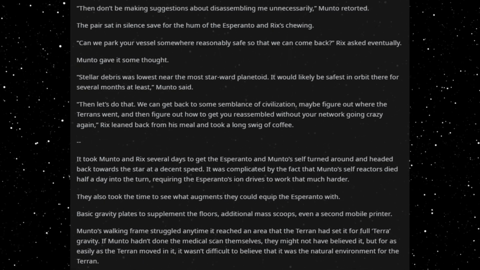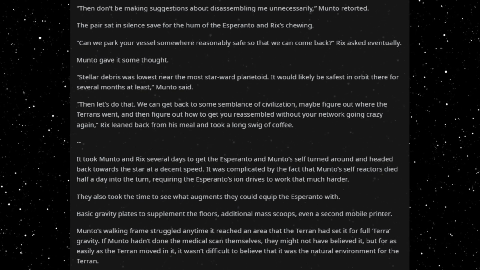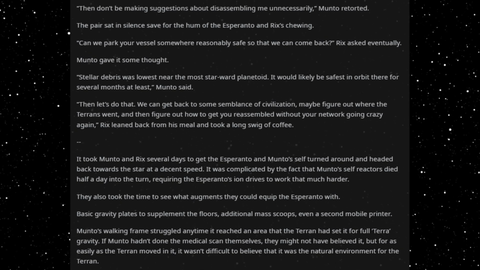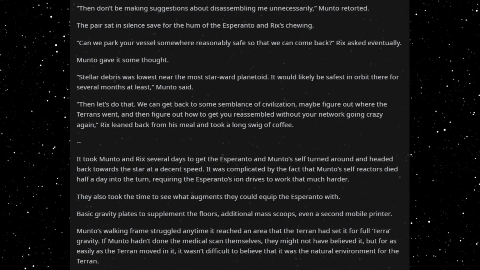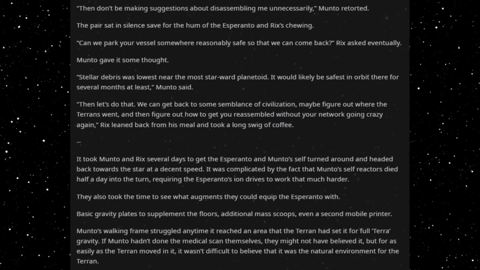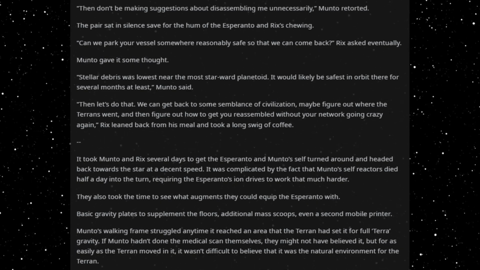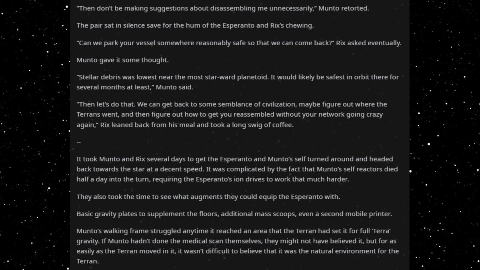It took Munto and Rix several days to get the Esperanto and Munto's self turned around and headed back towards the star at a decent speed. It was complicated by the fact that Munto's self-reactors died half a day into the turn, requiring the Esperanto's ion drives to work that much harder. They also took the time to see what augments they could equip the Esperanto with. Basic gravity plates to supplement the floors, additional mass scoops, even a second mobile printer.